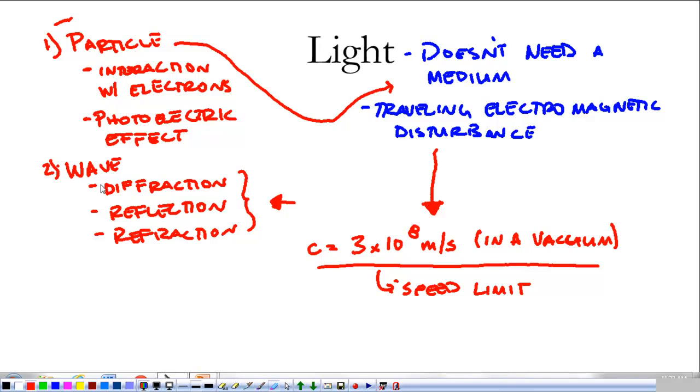We're going to start talking about these different things in light, and I'm going to start talking about the electromagnetic spectrum next. This is light. This is its speed. All light travels at this speed. That's how it works.